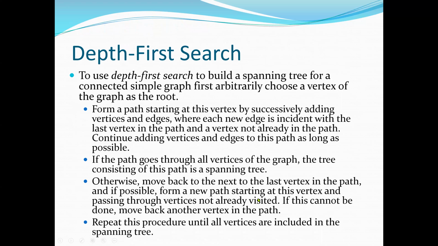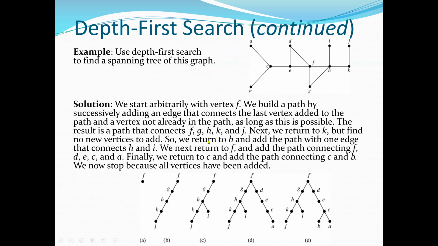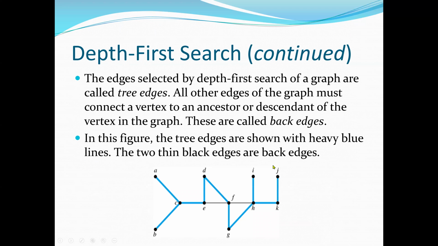And also the theory is given to use depth-first search to build a spanning tree for a connected simple graph. First, arbitrarily choose a vertex of the graph as a root. Then from there, we move on, we form the path. The edges selected by the depth-first search of a graph are called the tree edges. And also all other edges of the graph must connect a vertex to an ancestor or a descendant of the vertex in the graph. These are called the back edges.